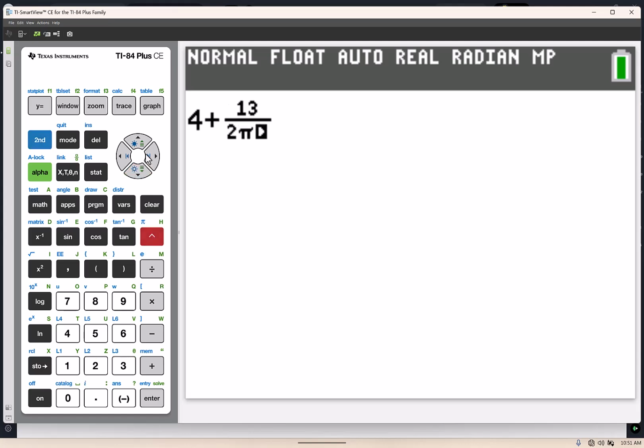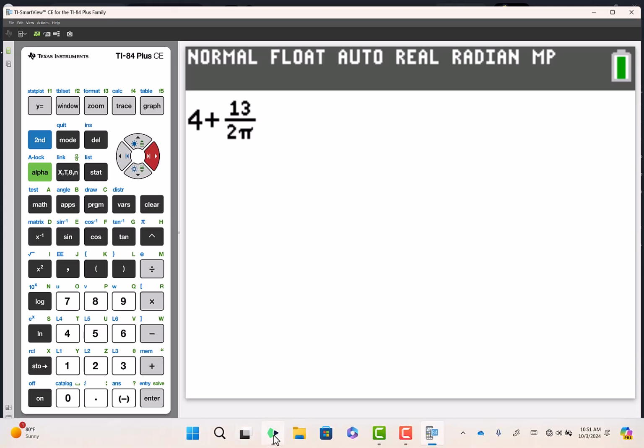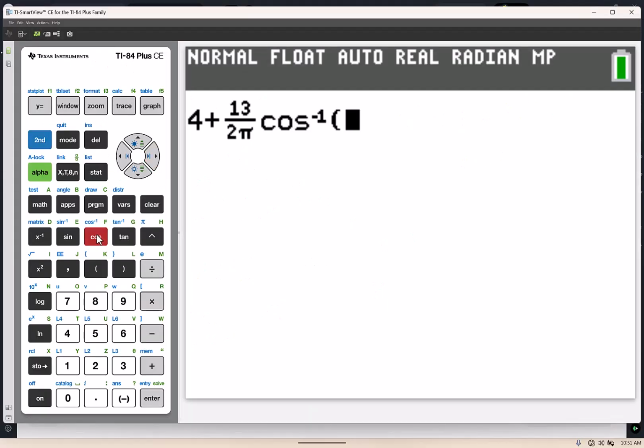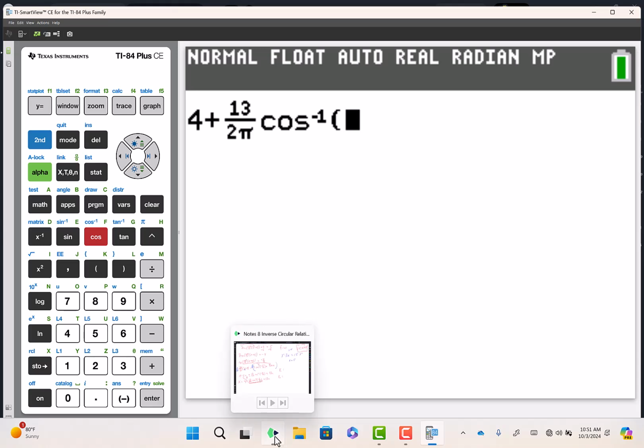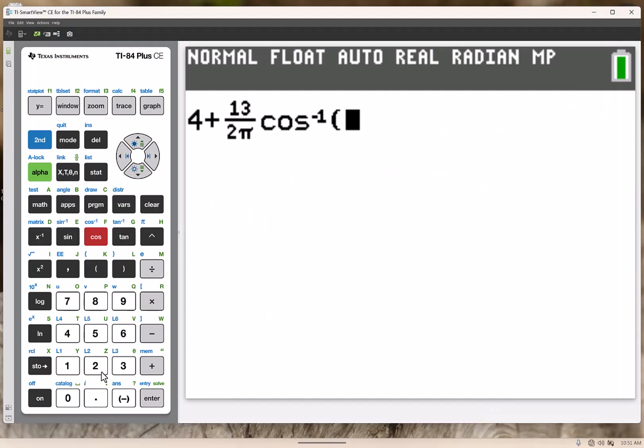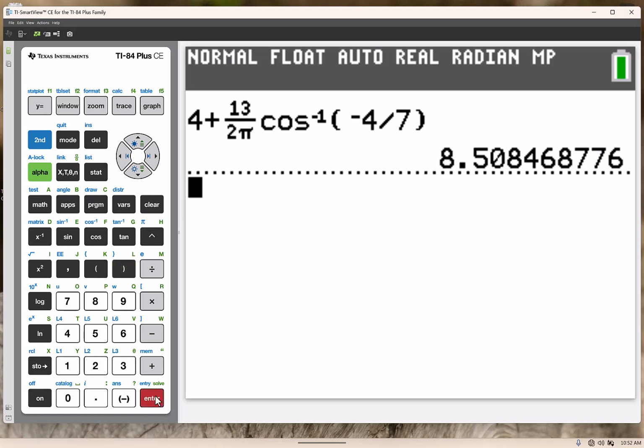Okay, follow along, guys. Do you have that much? Type in arc cosine, second arc cosine of what number? Negative 4/7. This one's okay not to look like that little fraction. Alpha y equals. All right. Does yours look like this? Do not put the plus 13. Push enter.